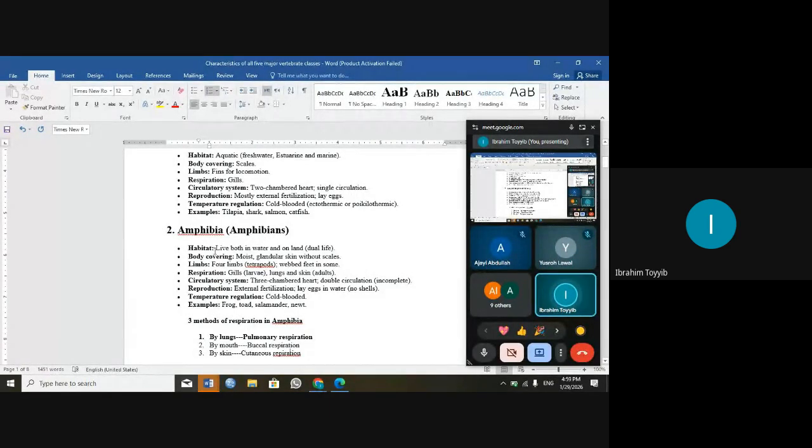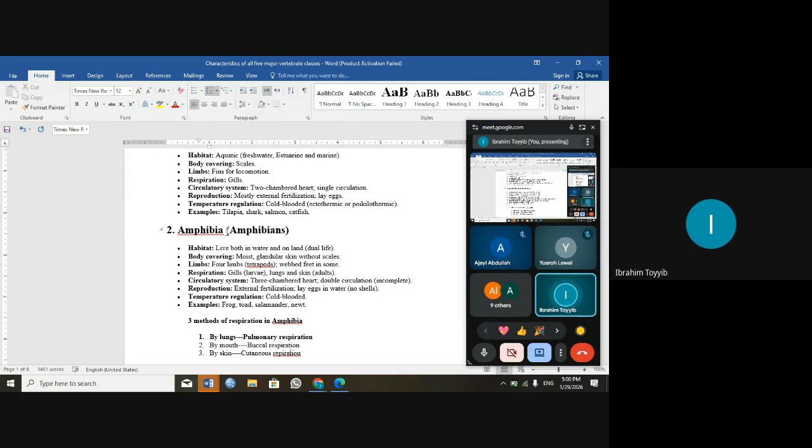Then class Amphibia, they are referred to as amphibians. From the word amphibia, that means they have dual life. They can live both on land and in water, but whenever they want to reproduce, they will go back to water. When you see a frog, the female frog will be making sound in the water, and the male frog on the land has to go to the water.